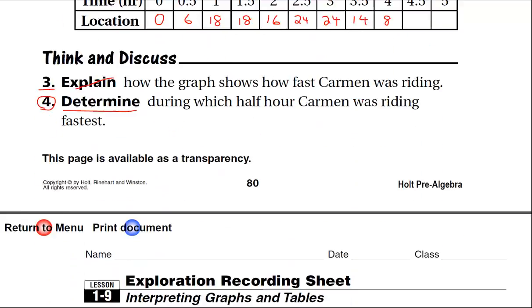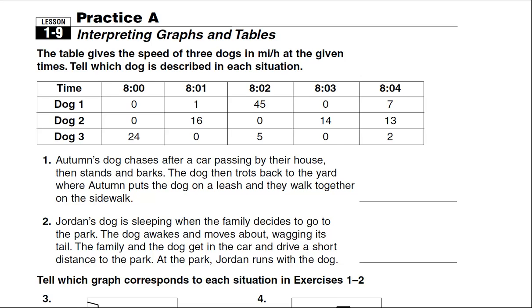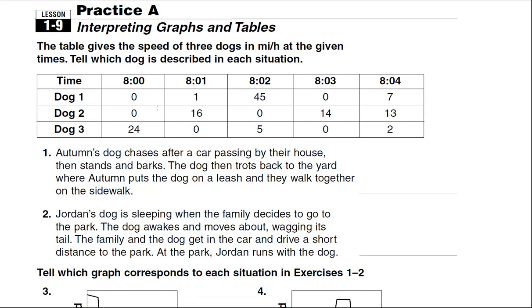Alright, so let's move on. Taking a look at the data table here. The table gives the speed of 3 dogs in miles per hour at the given times. Tell which dog is described in each situation. And down here they give a couple of descriptions, the situations here. And looking at the times, we can see that it starts out at 8 o'clock and then a minute after, and so forth. And again, these numbers are in miles per hour.